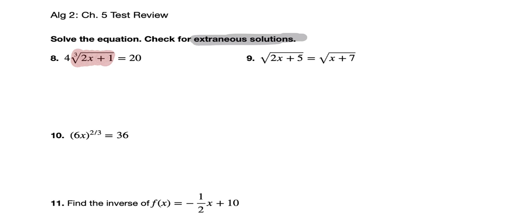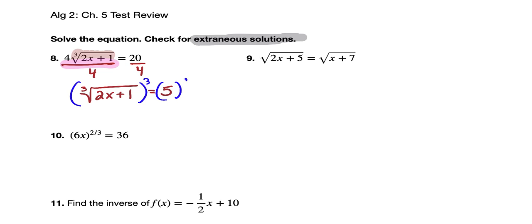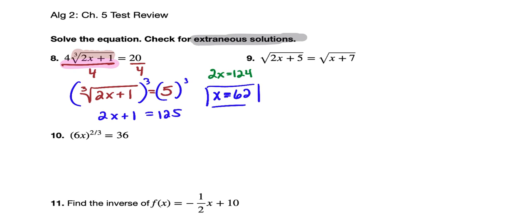So you see that 4 sitting out front? We don't want that there. So we're going to divide by 4 on both sides, giving us the cube root of 2x plus 1 equals 5. Radical's alone, so we're going to cube both sides, giving us 2x plus 1 equals 125. We'll subtract 1 from both sides. That will make that 124. And then we'll divide both sides by 2. So I'm getting x equals 62 for an answer.